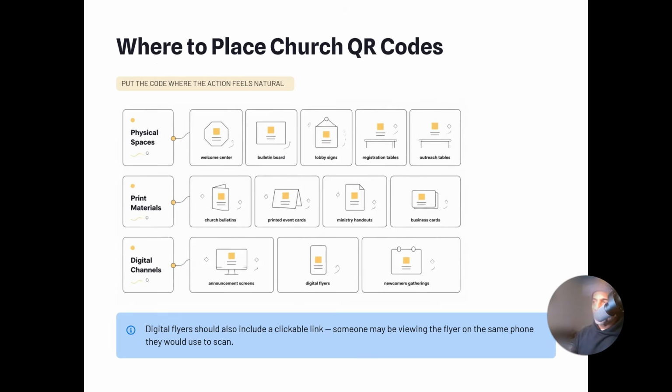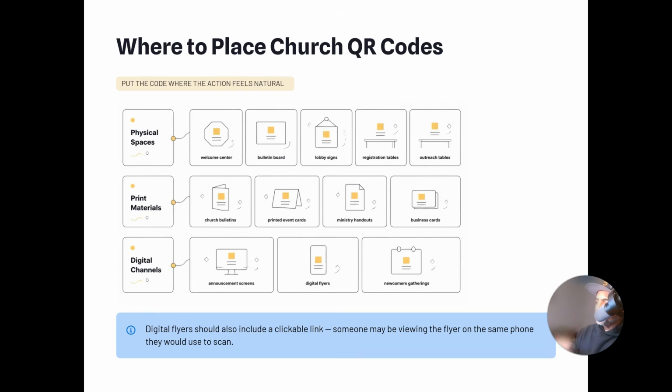Where to place QR codes. Put the code where the action feels natural. Physical spaces like a welcome center at your church, bulletin board, lobby signs, registration tables, outreach tables. Printed materials: church bulletins, printed event cards, ministry handouts, and business cards. Digital channels: announcement screens, digital flyers, newcomers gatherings.